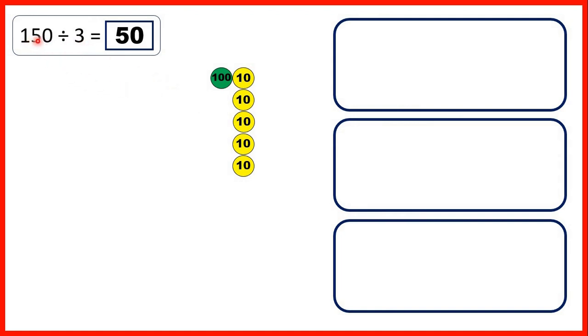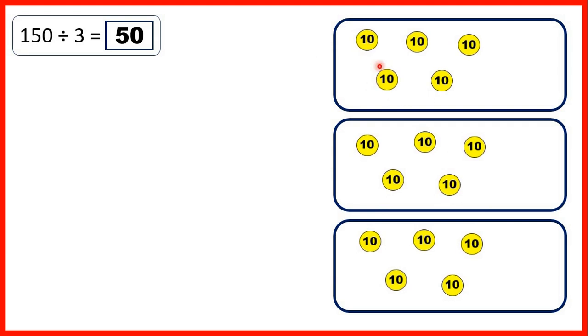Then we had 150 divided by 3. So with 150, we have 1 hundred and 5 tens. But we can't share out this 100, because when we divide, we need to make equal groups. But what we can do is exchange our 100 counter for 10 tens, because 10 tens has the same value as 100. So now we have 15 tens, and we can share out those tens to give us 5 tens in each group, and 5 tens is the same as 50, so that's our answer.